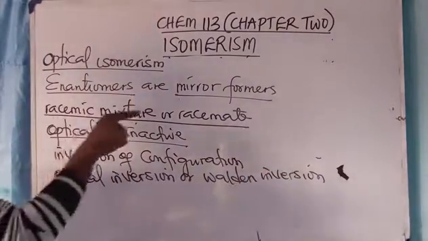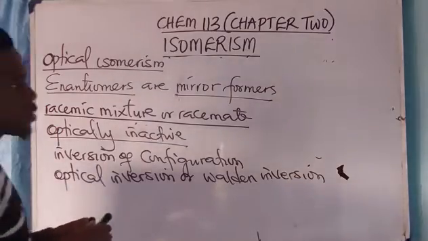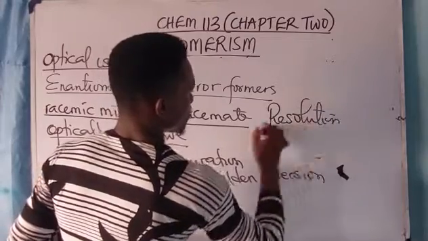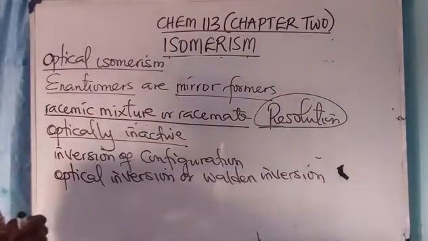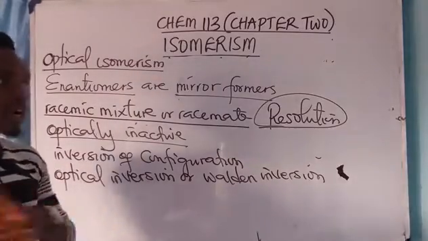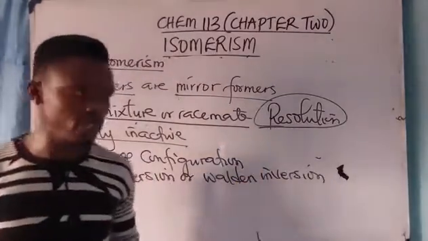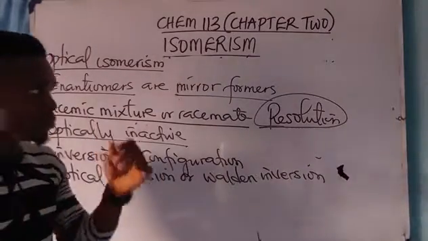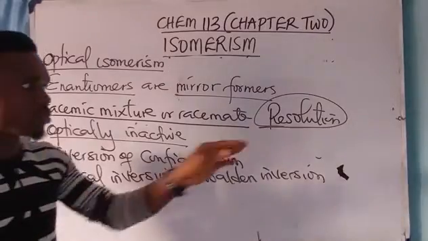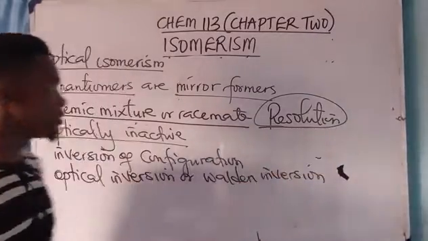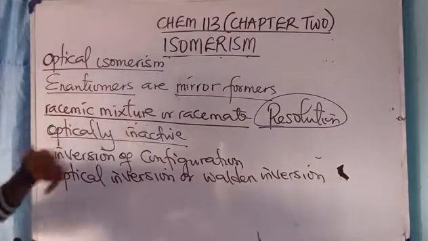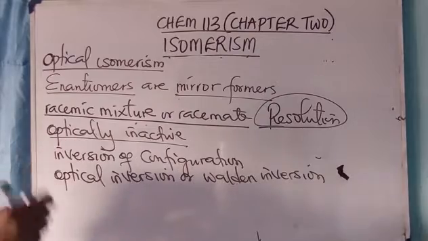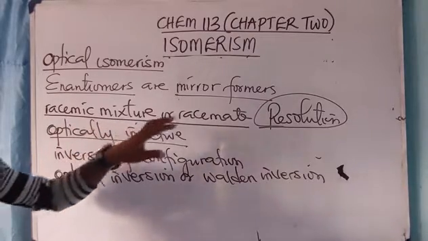Please, enantiomers are separated from one another through resolution. Please take note of that. Enantiomers are separated into their various components through resolution. Take note of that. So that is all about enantiomers and mirror formers. They are able to rotate plane polarized light. Two or more enantiomers are called racemic mixture or racemates.